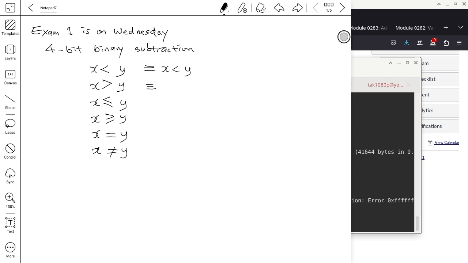x is greater than y if and only if y is less than x. That's easy because you just flip the left-hand side with the right-hand side. Not a problem. Less than or equal to: if x is less than or equal to y, it means it is not the case that y is less than x. Does that make sense?